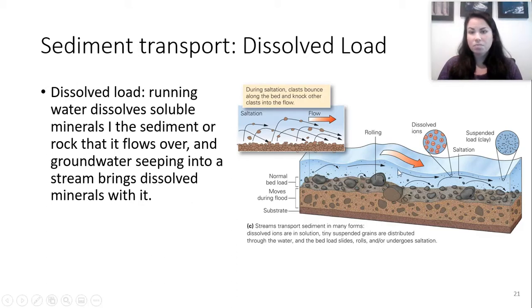The dissolved load is really not necessarily something that you can see because it has to do with the dissolving of minerals. And this exists here in these dissolved ions, this part of the diagram, where we have a little blown up view of what that looks like.